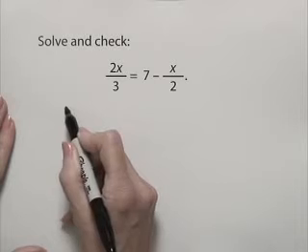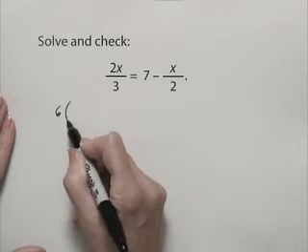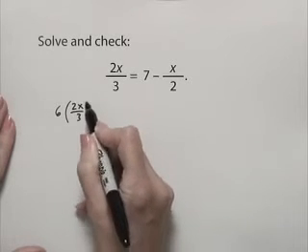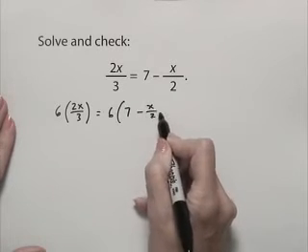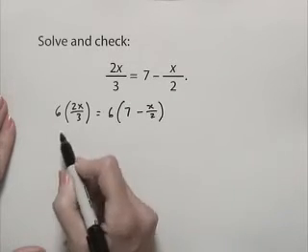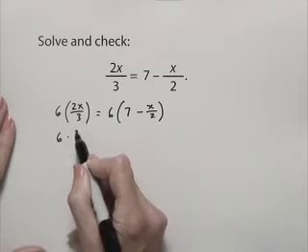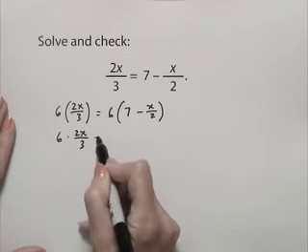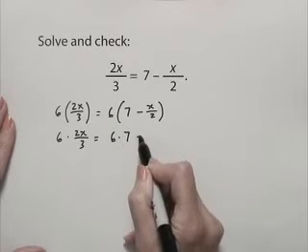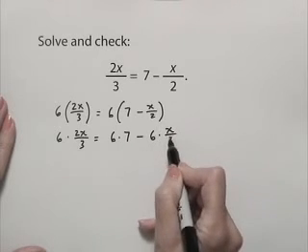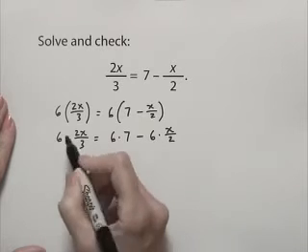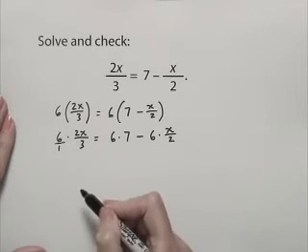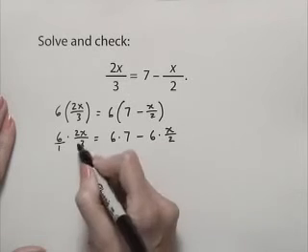Let's multiply both sides of the equation by 6. 6 times 2x over 3 equals 6 times 7 minus x over 2. Let's go ahead and simplify here. I'm going to write this as 6 times 2x over 3 equals 6 times 7 minus 6 times x over 2 using the distributive property. To multiply on the left, we can think of this as 6 over 1. We have a common factor of 3 that will divide out.